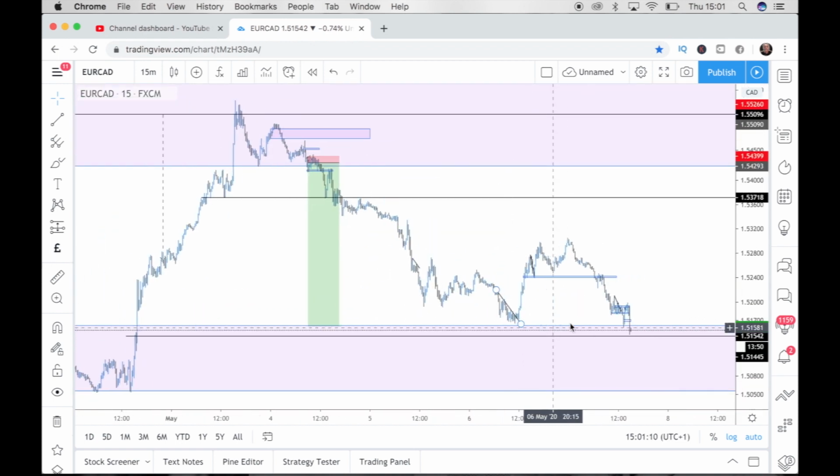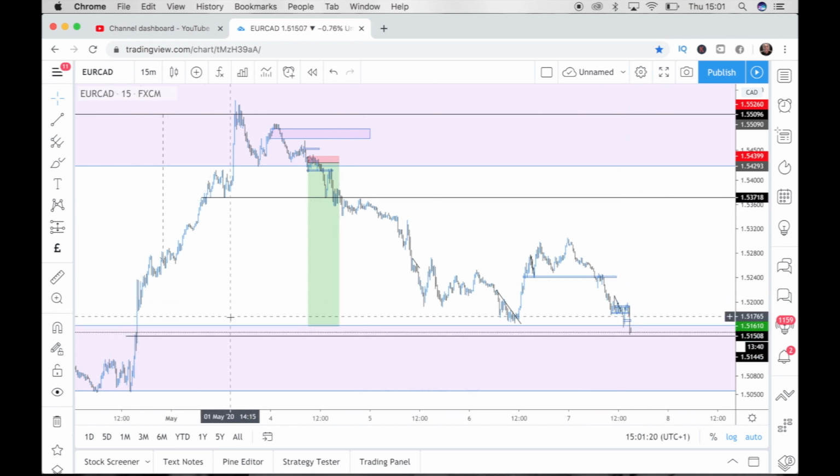Right now for EuroCAD, I am expecting some kind of pullback or something like that. This is exactly where I want the price to come to. So now let's check it out.